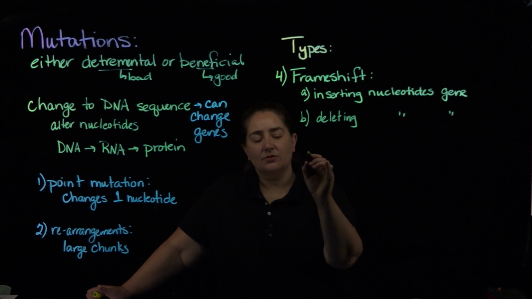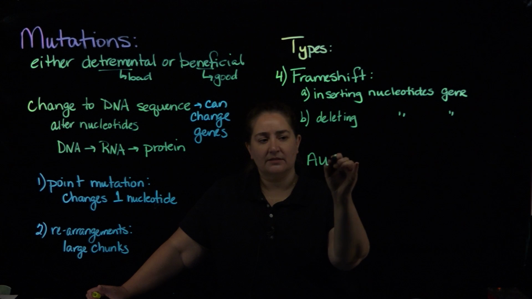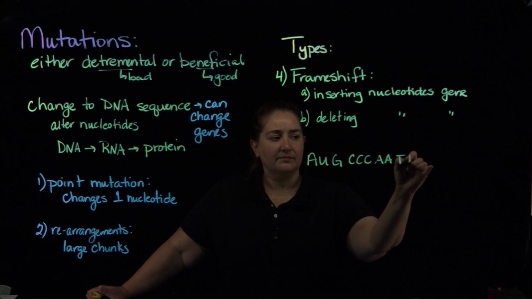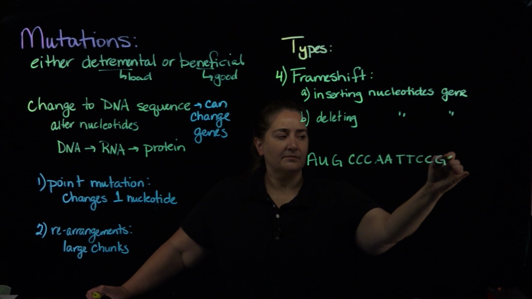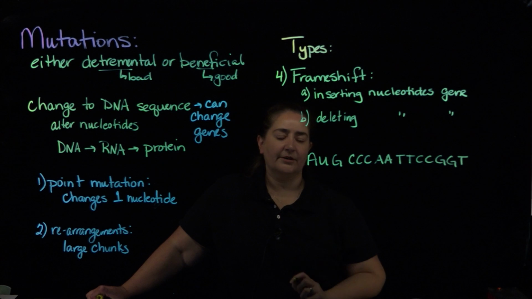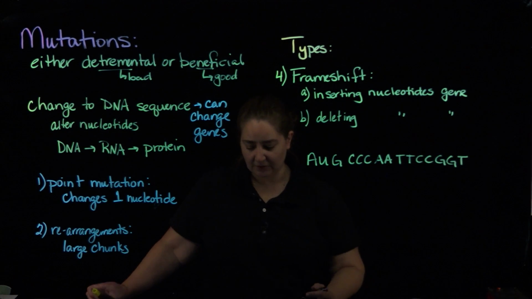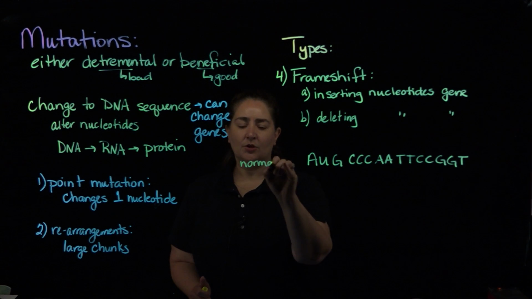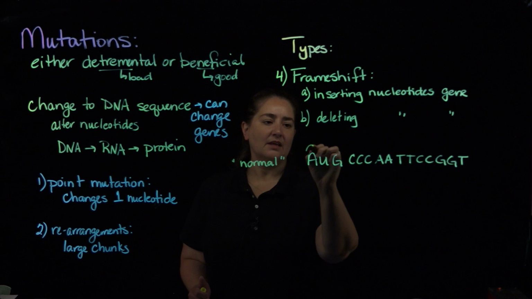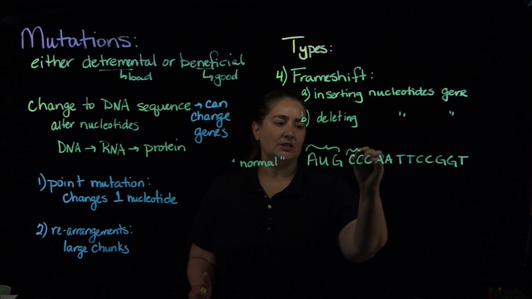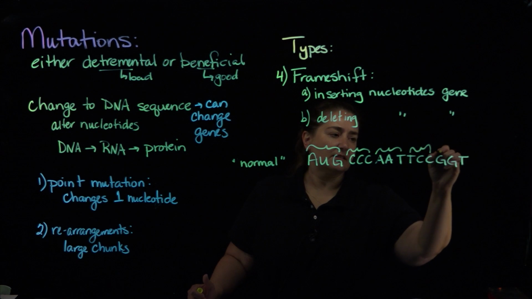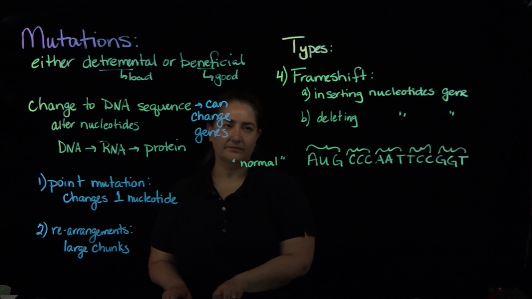And what that's going to do, if we put up a sequence here, and that's just a random sequence, okay? So this would be what we would call normal, okay? And you see our codons are going to go AUG, CCC, AAT, TTC, TCC, GGT, okay?